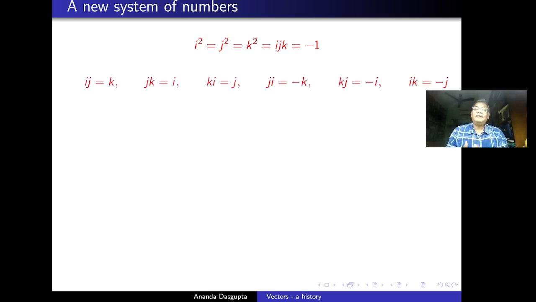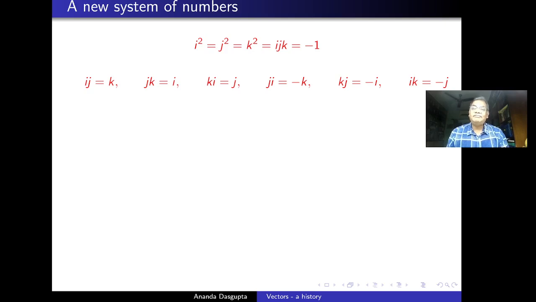And very similarly, we can figure out that jk will have to be i, ki will have to be j, and lo and behold, if you try calculating ji using this procedure, it will take you a bit more effort, but you should be able to do it yourself. ji will turn out to be no longer k, but minus k. So as you see, the multiplication does not really commute. ij and ji are different. kj and jk are also different. There's a change in sign. ik and ki are also different in sign.